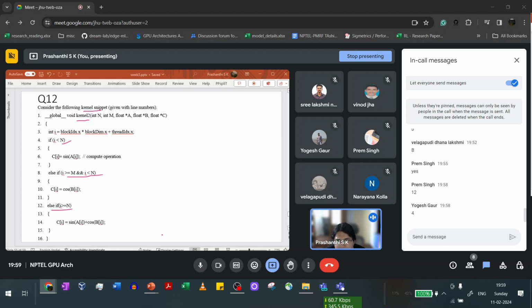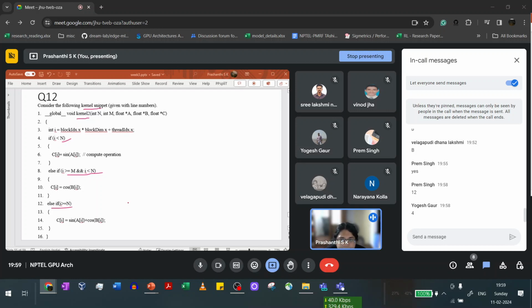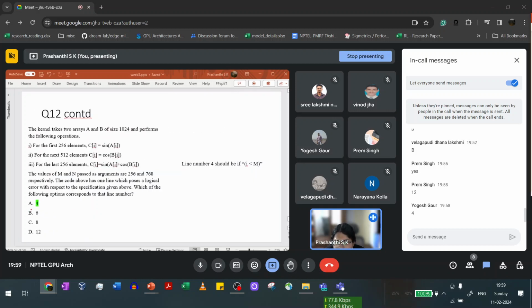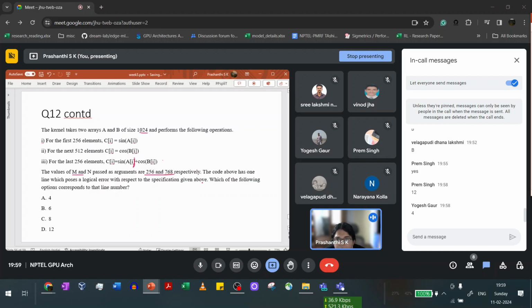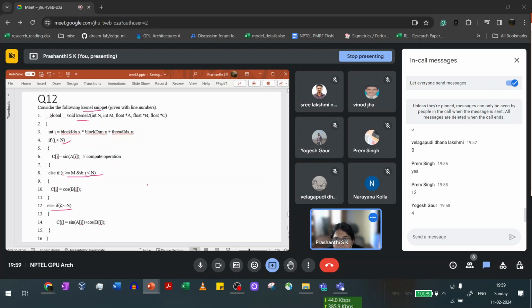In the interest of time, let's discuss the answer and you can go back and look at it and see if it makes sense to you. The answer is option A, which is 4, and it should be I less than M. Again remember, M is passed as 256, N is passed as 768. What you wanted is the first 256 elements of C to be sine A I, but what is done here is I less than N. So the first 768 elements are doing this operation, which is wrong. Therefore this line is wrong.